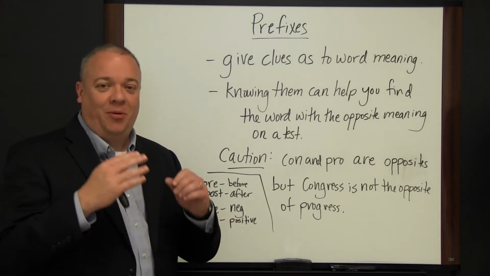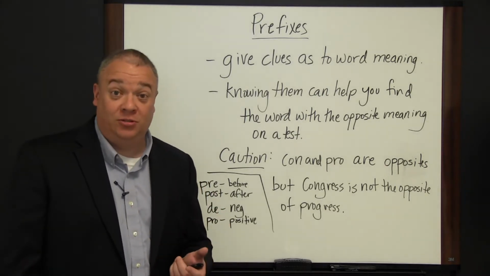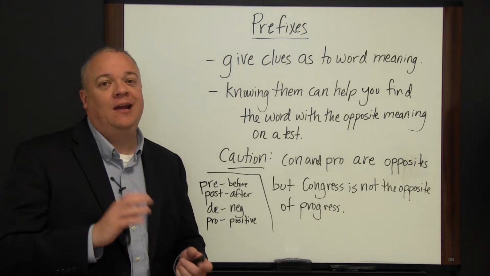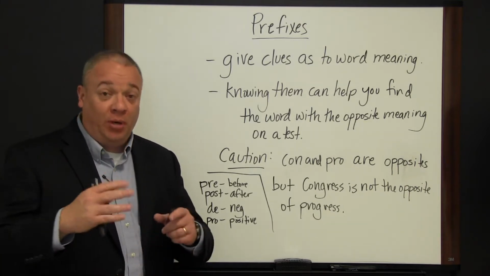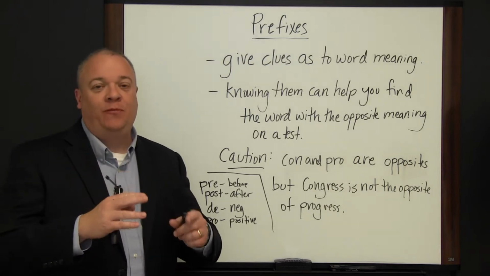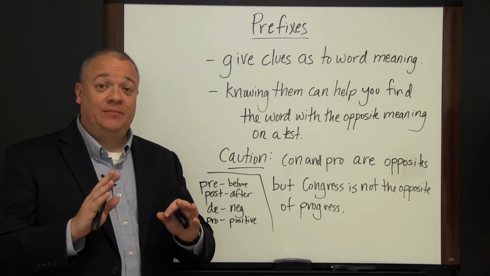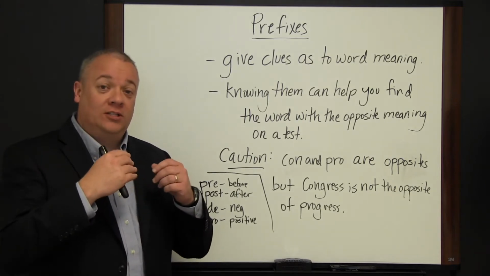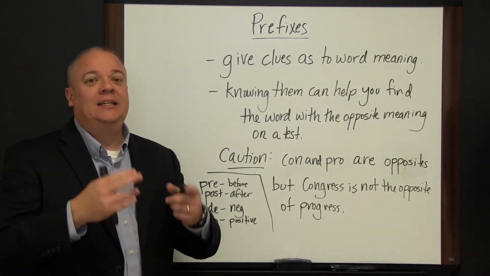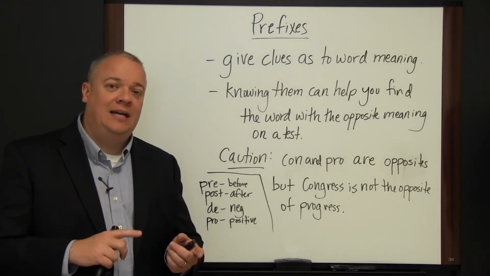Pre-game show, the part that comes before the game. So pre means before. The opposite of pre is post. Post-operative care, the care that happens after the operation. Post-game show, the show that happens after the game. So pre is before, post is after. If you realize these are opposites, then if you see a word that's got a pre prefix on it, then you look for a word with a post prefix on it if the test is asking you to find the opposite.